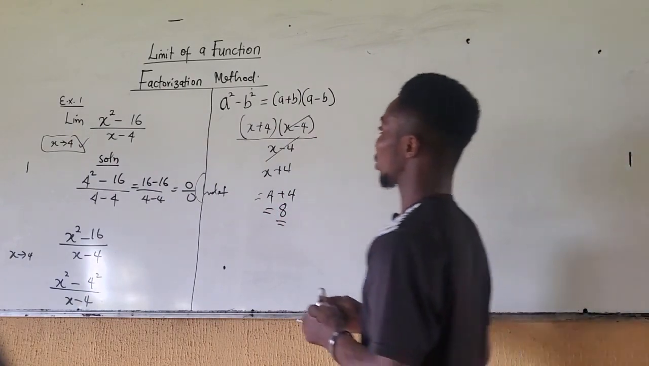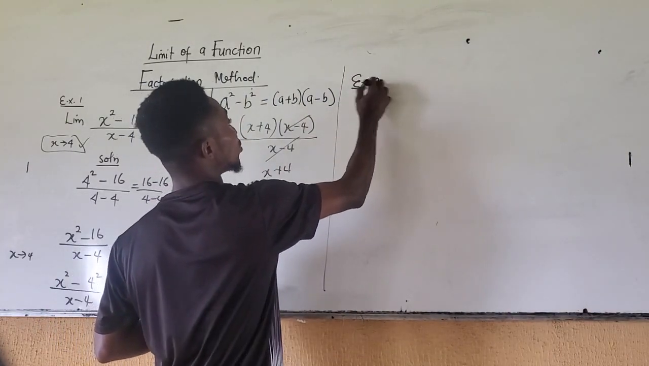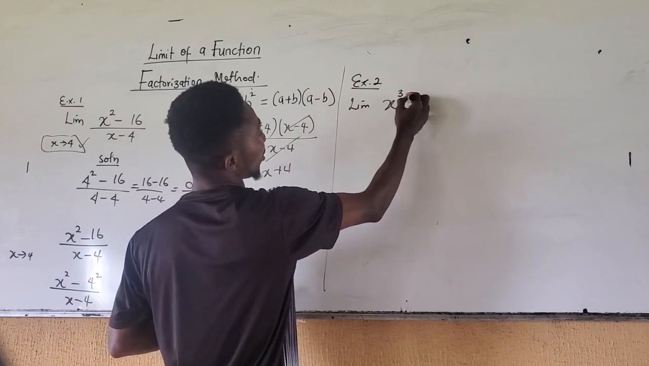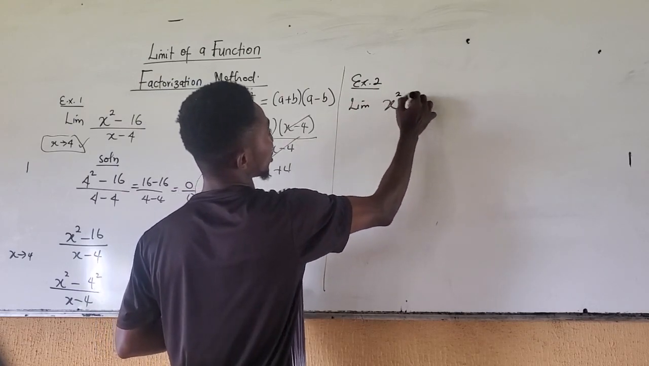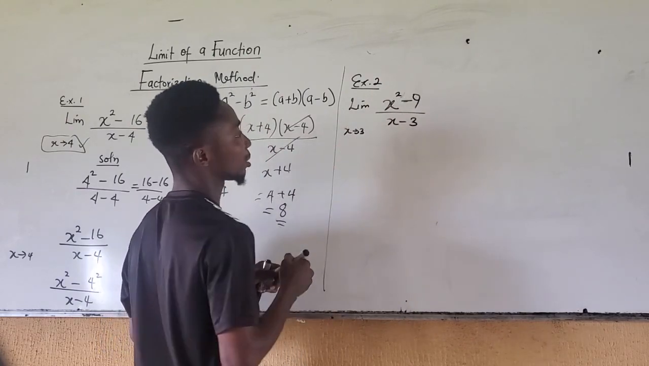So we can also solve another question. Let's see example 2. Take the limit as x tends to 3. Okay, x squared minus 9 all over x minus 3 as x tends to 3.